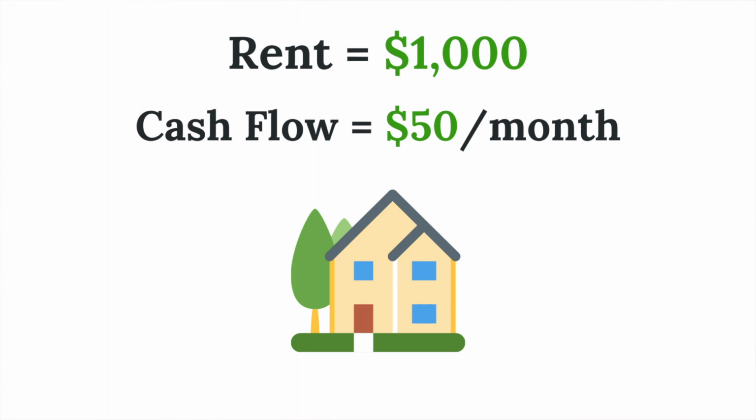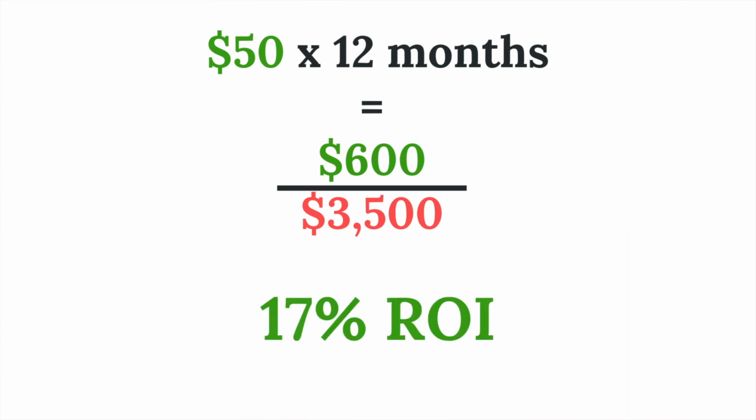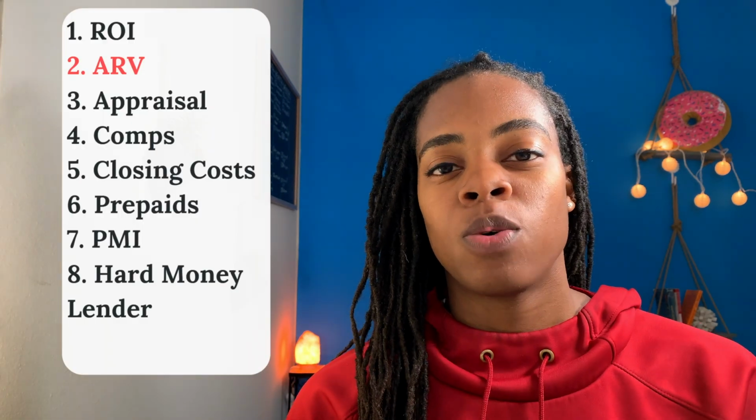You would then take that amount of $50 and multiply it by 12, showing that you made $600 in that year. Then you take $600 and divide it by the initial amount of money you needed to buy this property, which was your $3,500 for a down payment, which equals about 17%. And so in year 1, you were able to make a 17% return on the initial investment you made to buy the property. Term number 2, ARV.